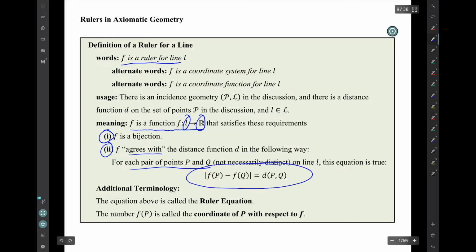If I do this computation, find the coordinate of P, find the coordinate of Q, subtract them, take the absolute value, I have to get the same answer that I would get if I computed the distance using the distance function. This equation is called the ruler equation, and the number f of P is called the coordinate of P with respect to f.